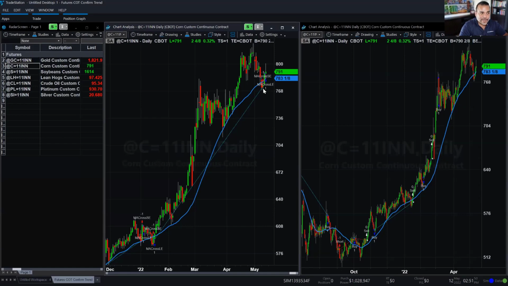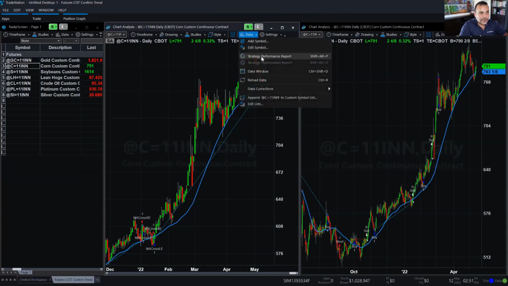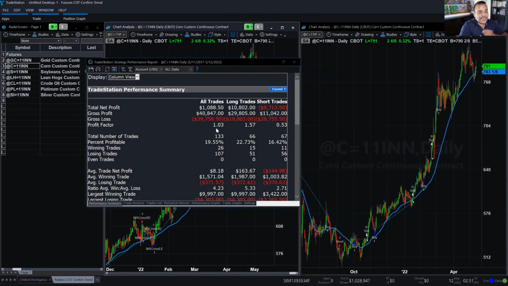So very simple strategy. If we look at the strategy performance report on this particular one, we can see that the strategy is not doing very well. It's kind of a break-even strategy, 1.03 profit factor. So for every dollar we lose, we make $1.03. Not a good strategy. It has 133 trades. This is a daily backtest going back 5 years of data. We have 19% profitability.